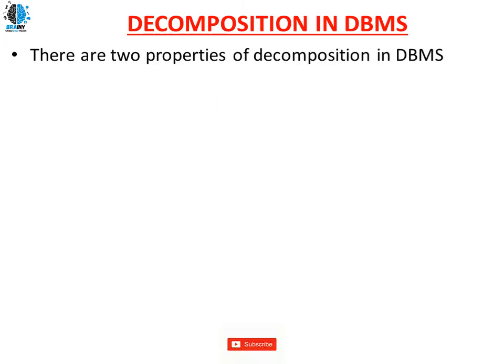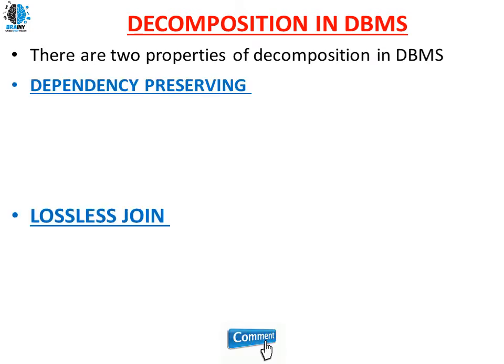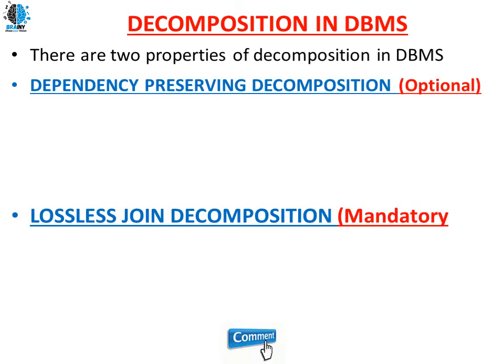Decomposition in database management system. There are two properties of decomposition in database management system. The first is dependency preserving decomposition, which is optional. Next, lossless joint decomposition, which is mandatory, which we are going to discuss in detail in this video. Coming to dependency preserving decomposition, I have already created a detailed video on it. You can learn it from the description link which I have provided or from the i button.